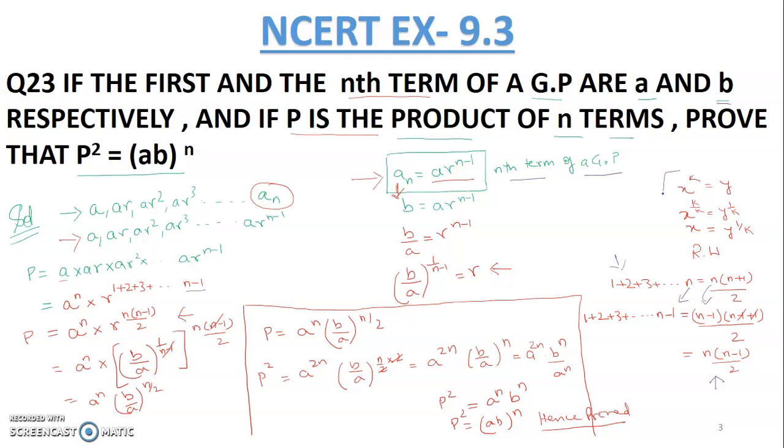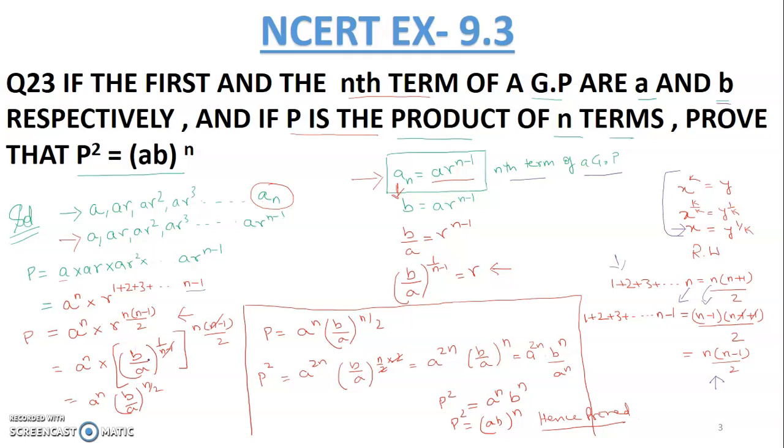See, I had explained here also with an example. If x raised to the power k is equal to y, what will be the value of x, not x raised to the power k? This means if I take the power 1 upon k, x is equal to y raised to the power 1 by k. So that is what I have done here. So (b upon a) to the power 1 upon (n minus 1) is equal to r.